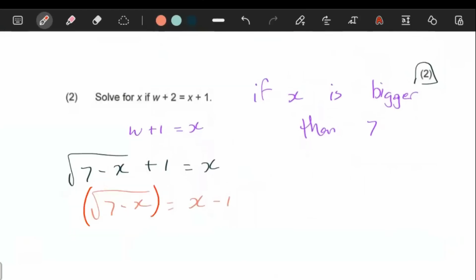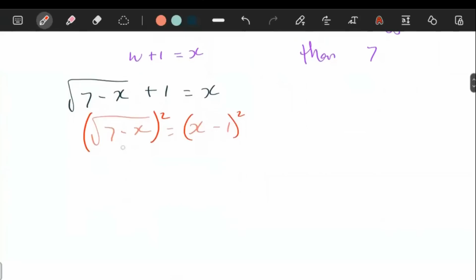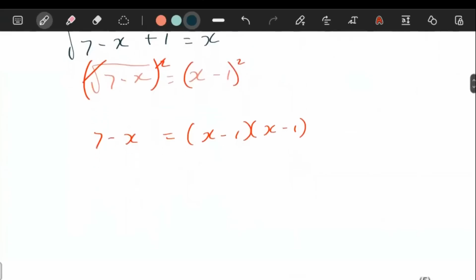Here, we can square both sides to get rid of the square root. The moment you square both sides, you have to be careful here. Keep in mind that the answers you get, make sure that you test them, because normally one of them works. Anyways, from here, x times x is x squared, and then x times negative is a negative x, another negative x, positive 1. 7 minus x. This is x squared minus 2x plus 1, 7 minus x.